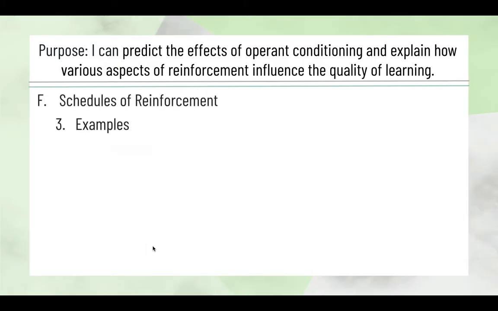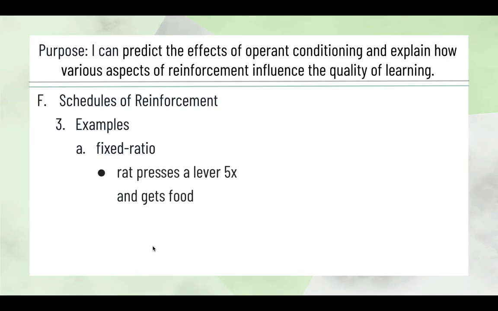Okay, so let's put these together then. We will put fixed with ratio, fixed with interval, and then variable with those two as well. So what would be an example of fixed ratio? The rat has to press a lever 5 times in order to get food. That would be a really good example of fixed ratio. We also have fixed interval. So here, getting paid every 2 weeks. It doesn't matter how often you work, it's still going to be every 2 weeks.